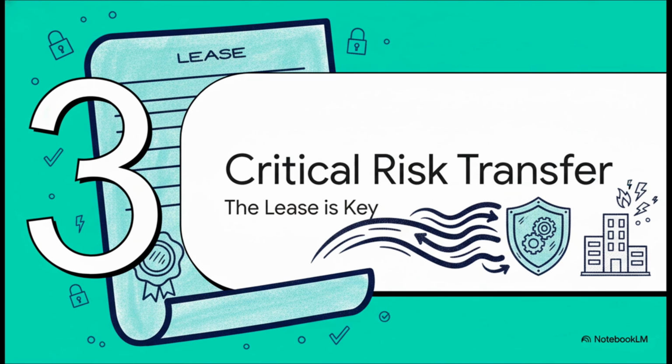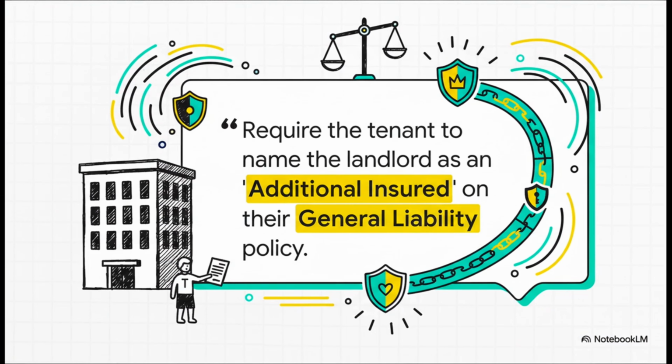So how do we close that gap? How do we transfer that risk? You might think the answer is a bigger, more expensive insurance policy for you, but it's not. The real solution is actually way simpler and way more powerful. It's a tool you can put right inside your lease agreement. And here it is. This is the whole ballgame right here. You need to require your tenant to name you, the landlord, as an additional insured on their general liability policy. This little phrase legally pulls their insurance coverage over you like a shield.